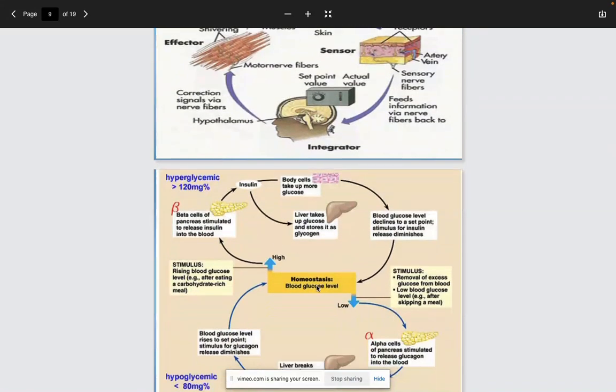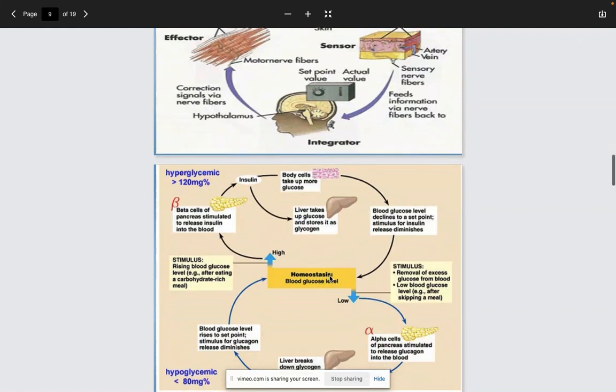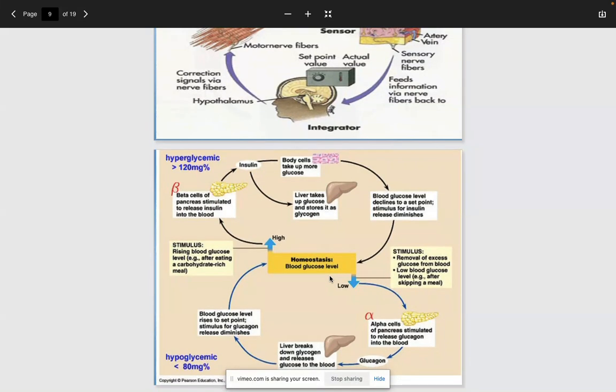This is another good example that we have in terms of blood glucose. Blood glucose, you can either be hyperglycemic or you can be hypoglycemic, right? Glycemia is just another word for glucose. So I like to think of this as the fed and the fasting state.